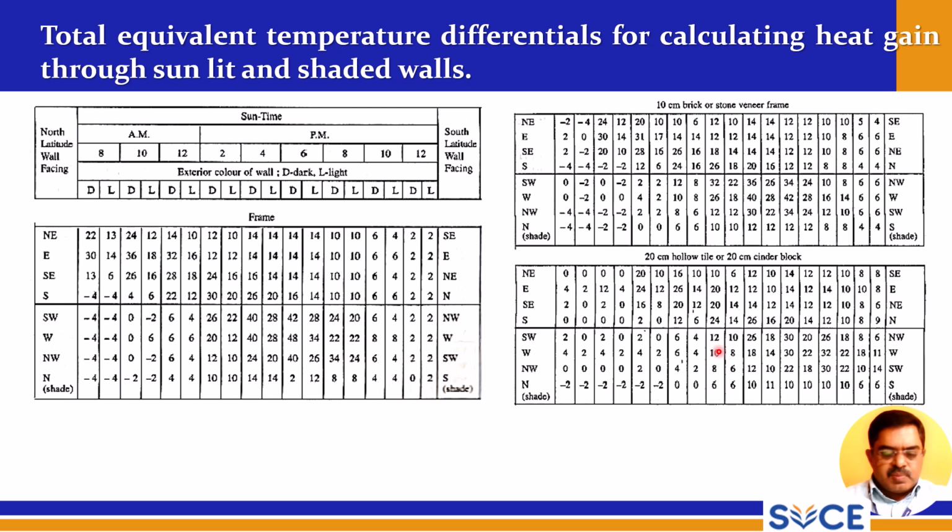So the latitudes are given: northeast, east, southeast and south, and north, southwest, west, northeast, northwest, north. So for different directions and altitudes, how the difference is taking place in temperature.